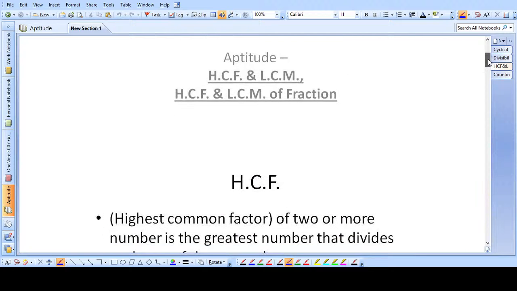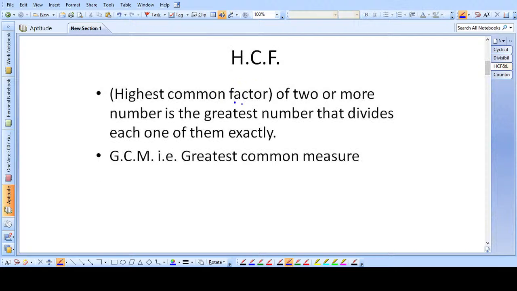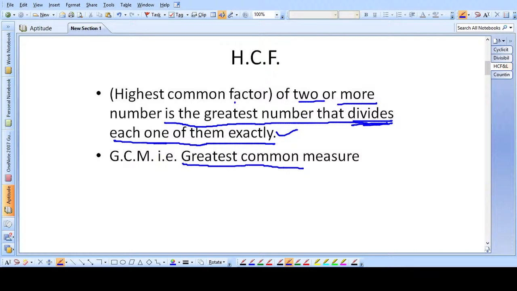So basically, let's see HCF. What is HCF? The highest common factor of two or more numbers is the greatest number that divides each one of them exactly. Okay, so here is a catch. This will be the greatest number that divides each one. This number divides both the numbers, hence this is the HCF value. It is also called the greatest common measure.